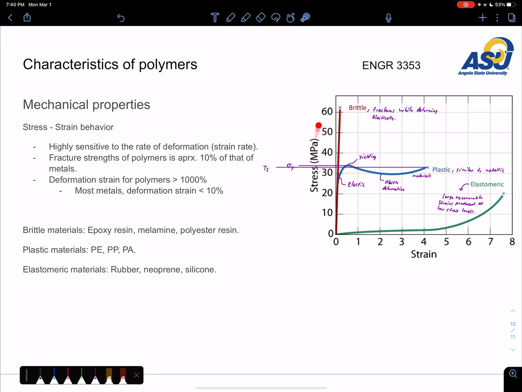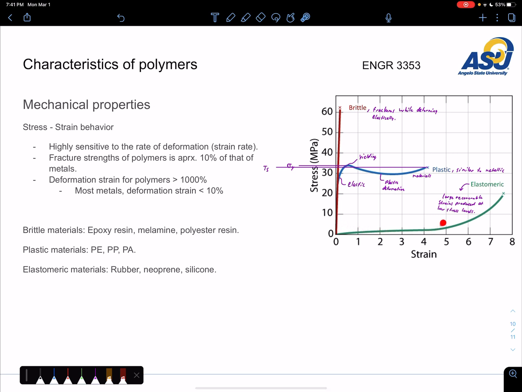This is more so things like epoxy that aren't able to undergo too much stress, and they don't give very much. So once they're pulled a little too hard or a little too far, they'll just break. So they're pretty brittle.